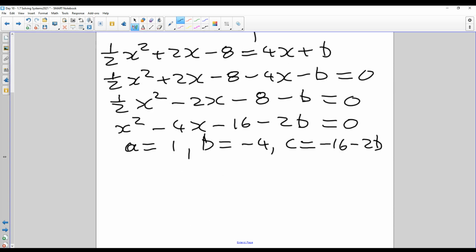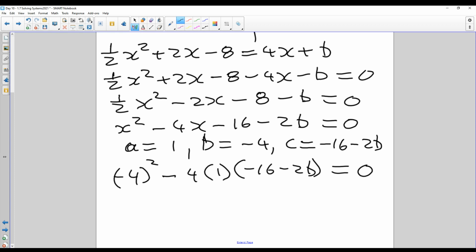Okay. So remember that b squared minus 4ac must be equal to 0 if it's a tangent line. So let's go ahead and do that now. So minus 4 squared minus 4 times a, which is 1, times c, which is minus 16 minus 2b, must be equal to 0. That's my b squared minus 4 times a, which is 1, times c, which is that. Okay? So this is 16.